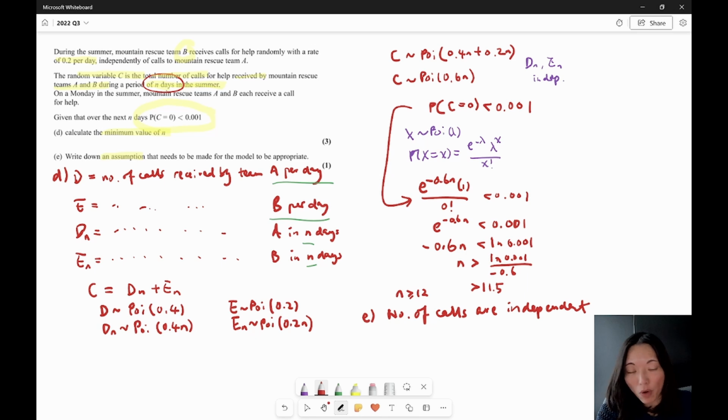And also another word that we could be using is that the number of calls are independent and the rate is constant throughout the day. So it's not going to change. For example, the 0.4 per day for calls that team A receive, it's not going to change. The 0.2 calls per day that team B are going to receive are not going to change in one day and over a number of days. So independent and constant are the two words that the examiners will be looking for.